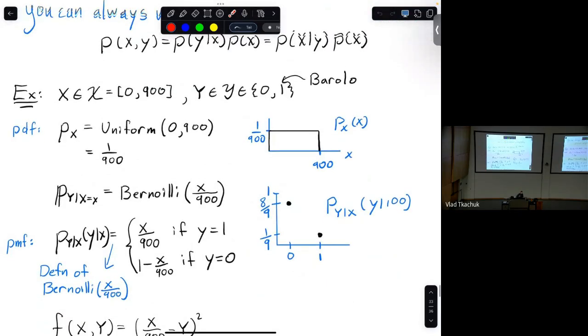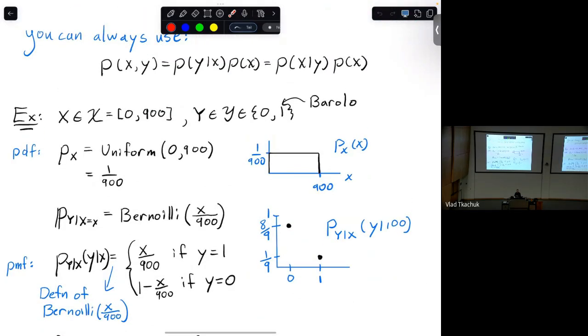Okay, so here's our problem. You have features that are one-dimensional, numbers from 0 to 900, and you should think of them as the amount of some chemical in your wine. And Y is your label, and it tells you whether your wine is a Barolo or not a Barolo wine.